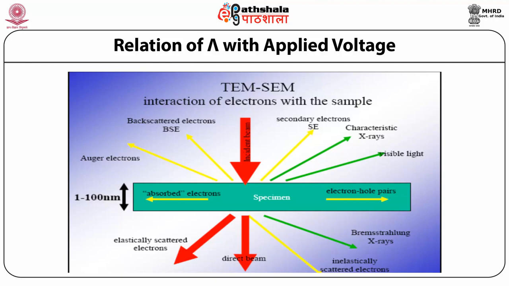For example, inelastically scattered electrons and X-rays are coming out. Not only that, there are secondary electrons ejected, characteristic X-rays will come out, visible light is possible to come out, backscattered electrons, Auger electrons, all these are coming out. So this interaction gives us a strong interaction between the electron beam and the sample.